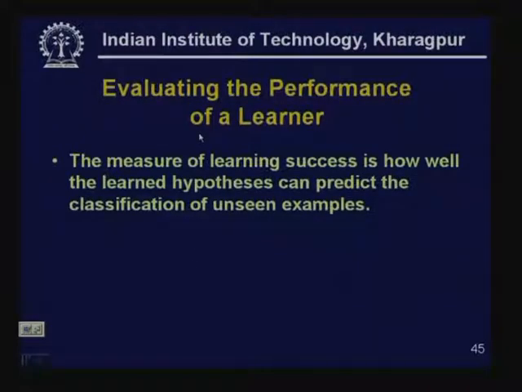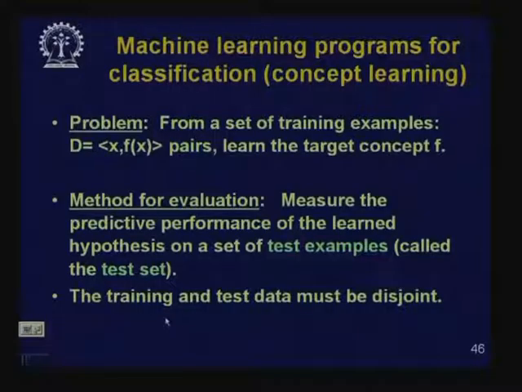And how will we evaluate the performance of a learner? We will evaluate the performance of the learner by seeing how well the learned hypothesis can predict the classification of unseen examples, examples that we have not yet seen. If we use the training set for classification, we will not really understand whether our hypothesis is performing well on unknown examples. So, we should apply the hypothesis that we have learned from the training set on new data. So, the test set should be disjoint from the training set.